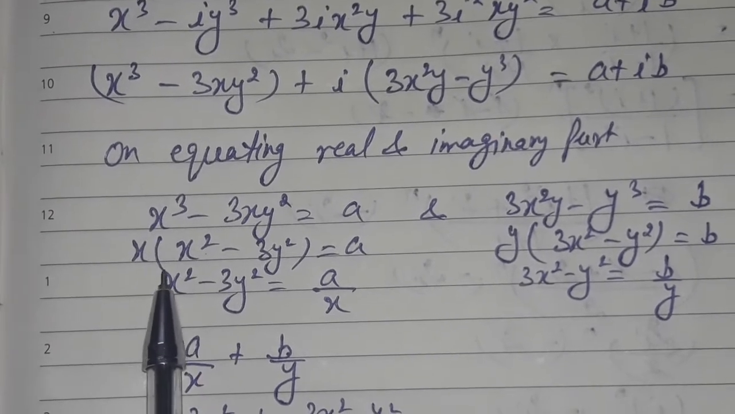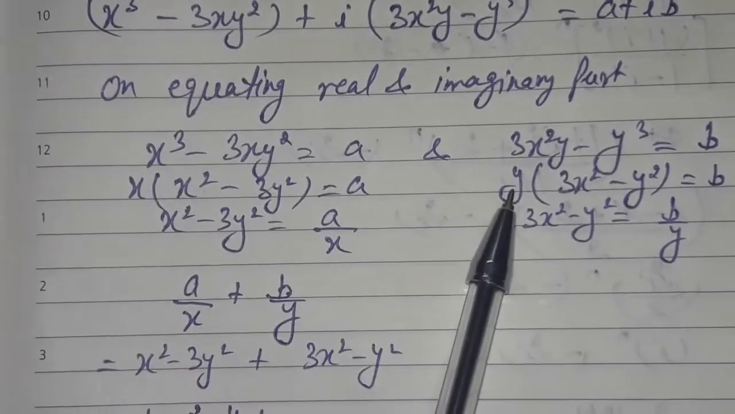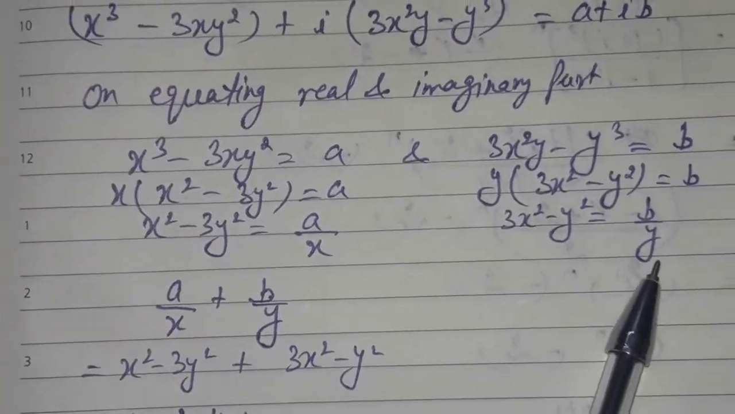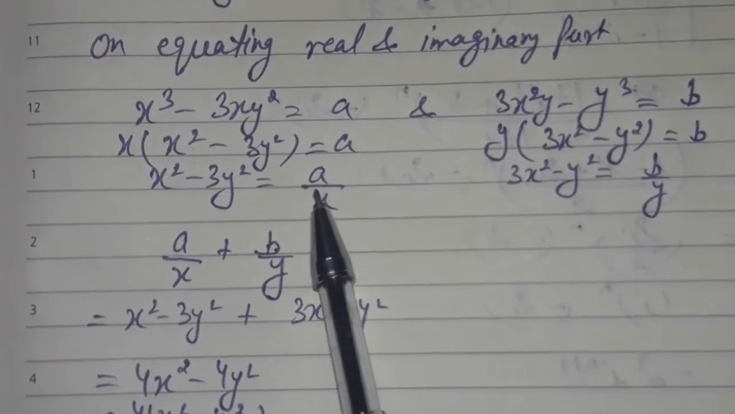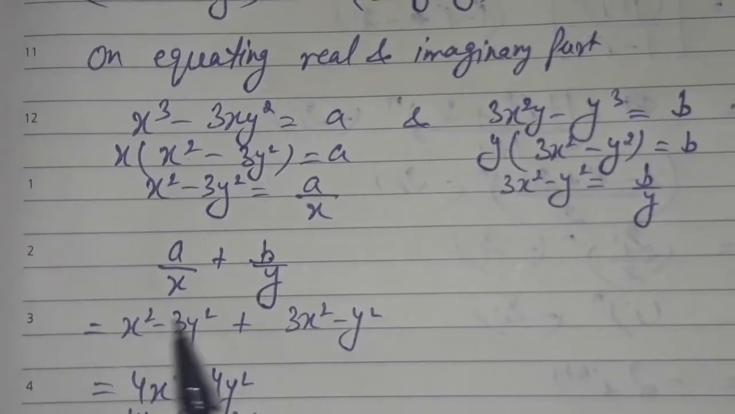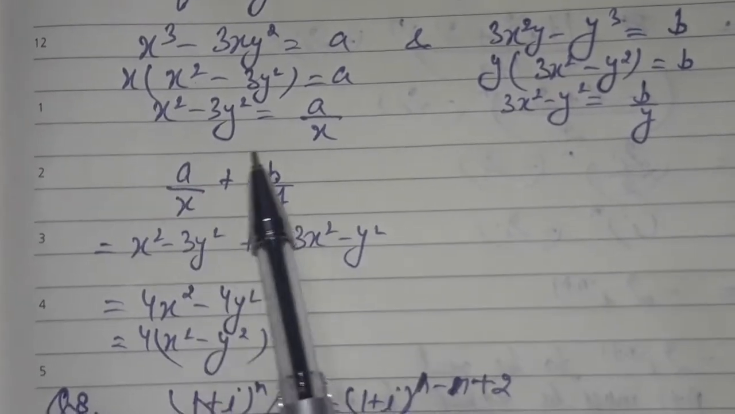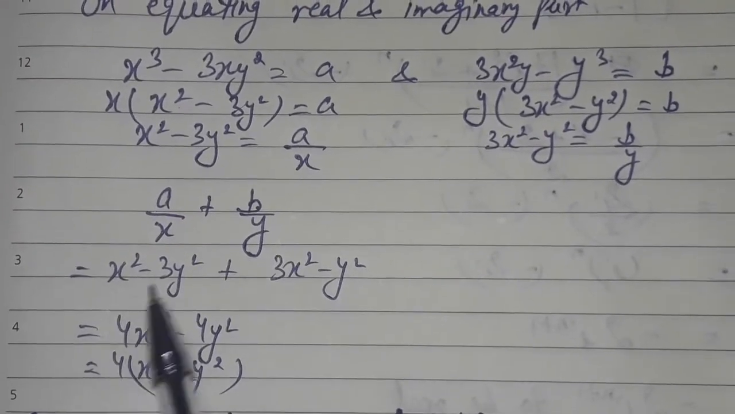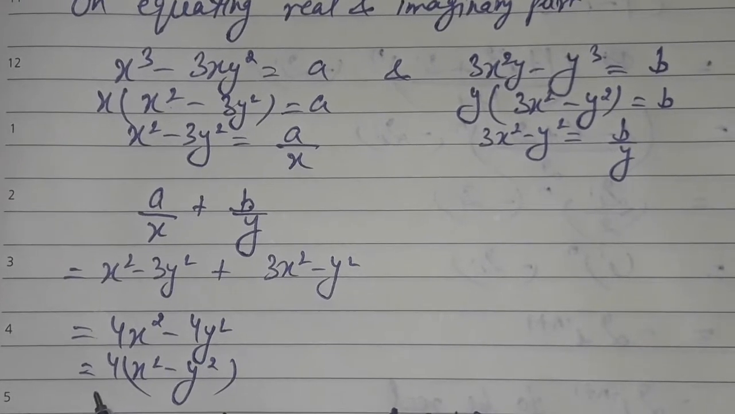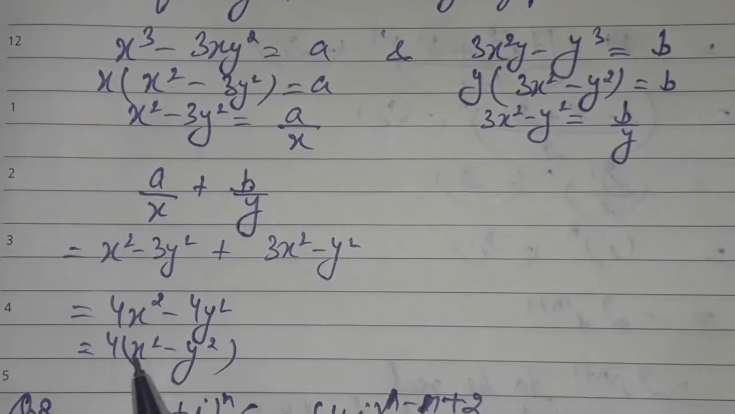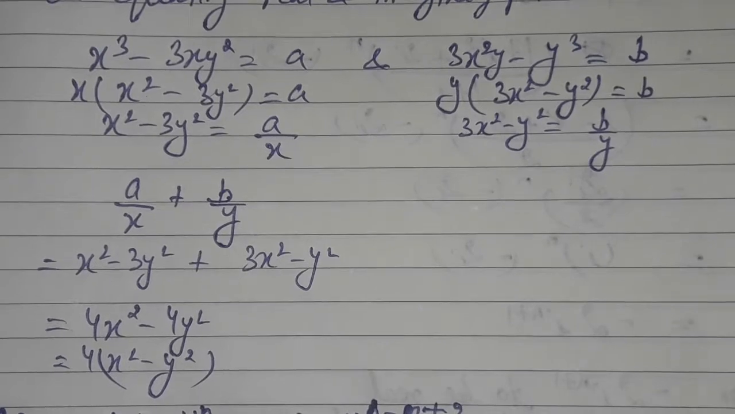Taking x as common, so it is a upon x. Taking y as common, taking y as the denominator. Now find the value of a upon x plus b upon y. Here you have to make a correction in the question. In the question I have written x upon a plus y upon b, but it is a upon x plus b upon y. Now place the values, take the 4 as common. Okay, we get the value as 4 times of x square minus y square.